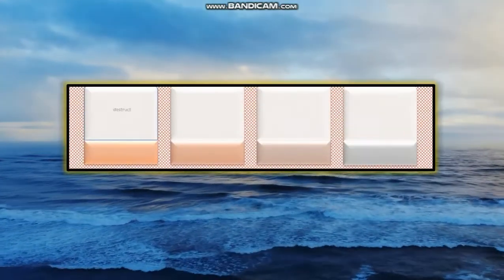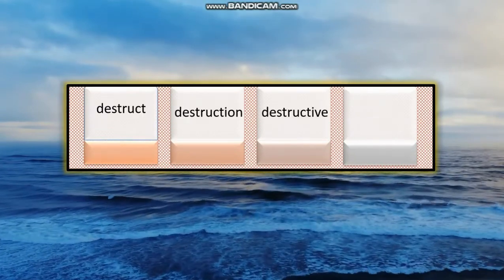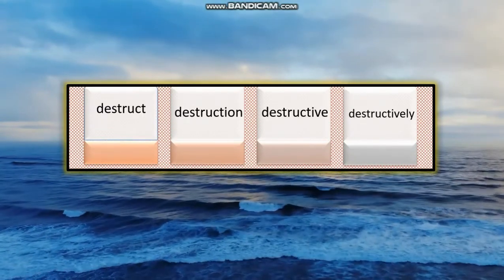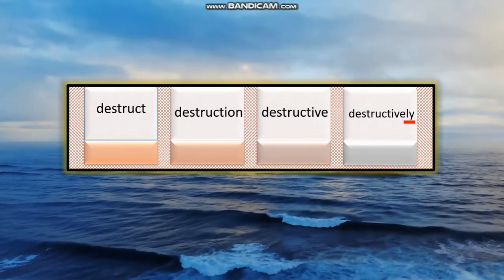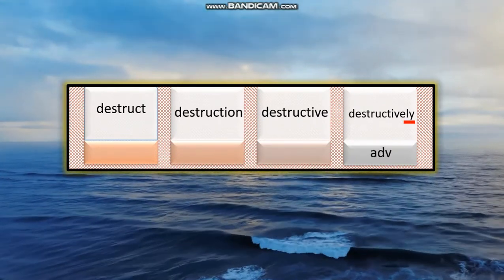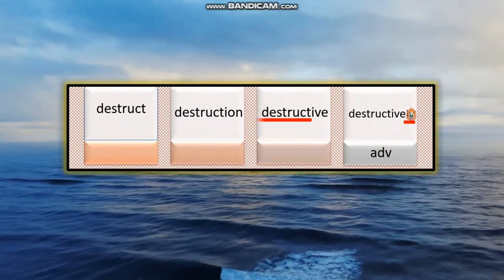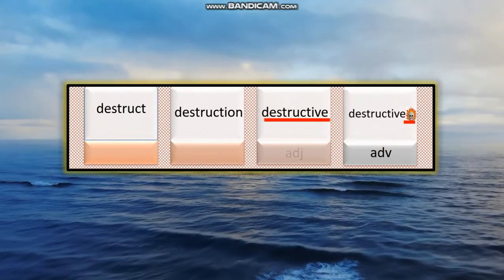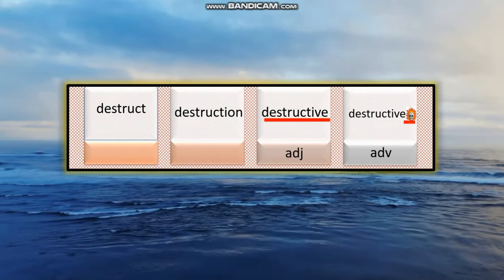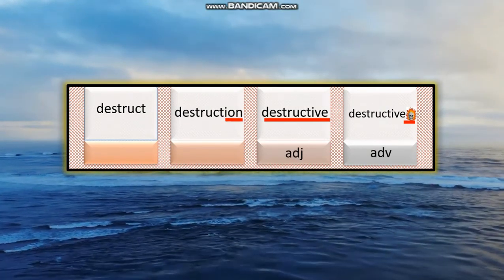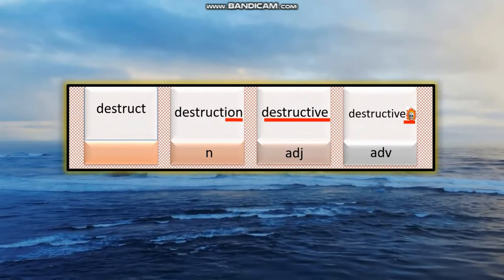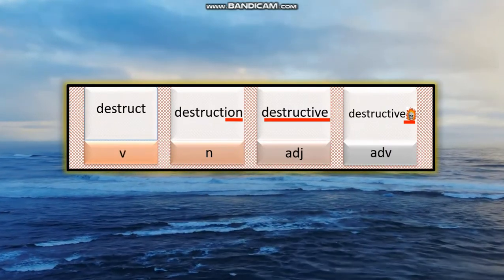Destruct. Destruction. Destructive. Destructively. Destructively ends with ly, so it's an adverb. By removing the ly, the word formed is an adjective, which is destructive. Destruction ends with ion, so it's a noun. The last part of speech is a verb, which is destruct.